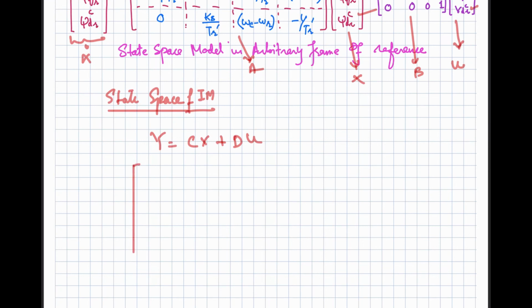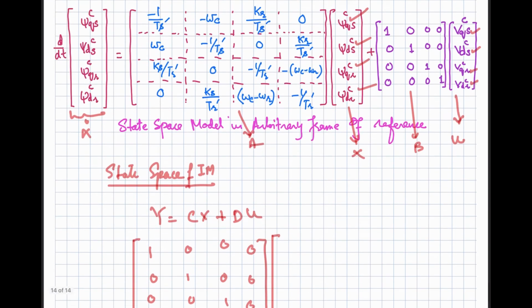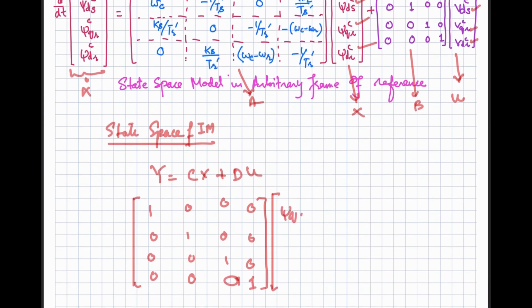If you want to observe all the flux linkages, you can define the matrix C like that: 1 1 1 and 1. All other entries will be zeros. And this will be matrix C into the state variable matrix, that is from here phi qs in arbitrary frame of reference, phi ds in arbitrary frame of reference, phi qr in arbitrary frame of reference, and phi dr in arbitrary frame of reference. So that will give you the output, and the output is definitely all of these: phi qs, phi ds, phi qr and the phi dr, and you can observe any one of these at the output.